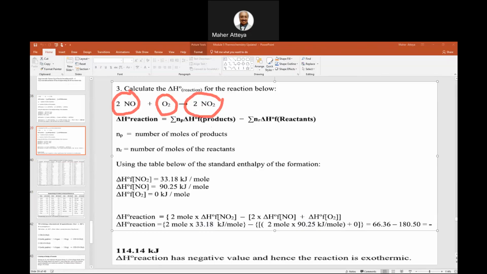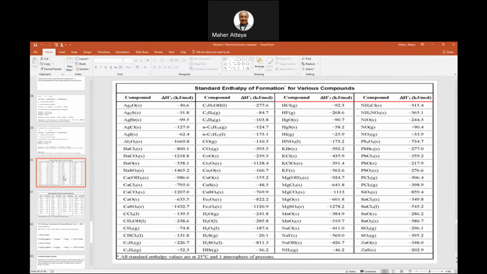So we have to get the heat of the reaction. This is gas, this is gas, this is gas. So it turns out, oxygen gas, let's go here and look. Where is oxygen? Here. Oxygen by itself is 0, correct? And here we have NO2.